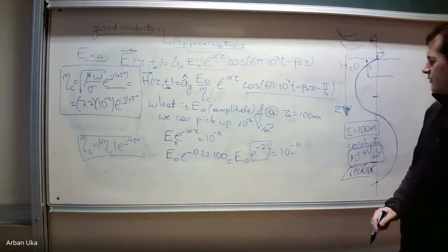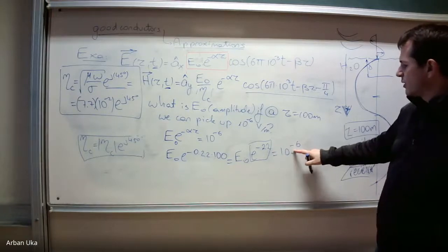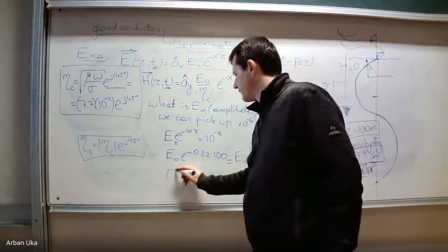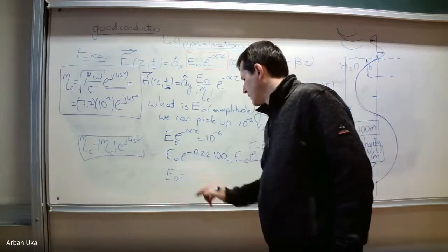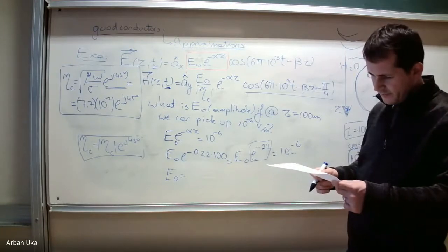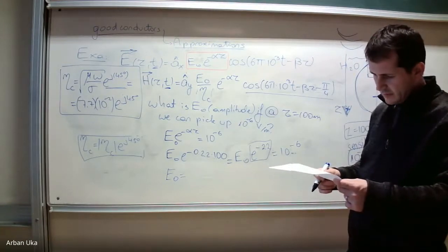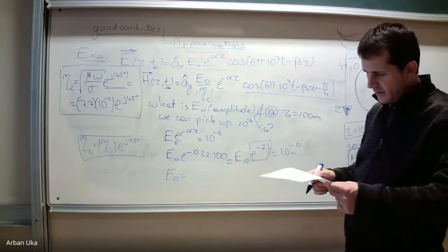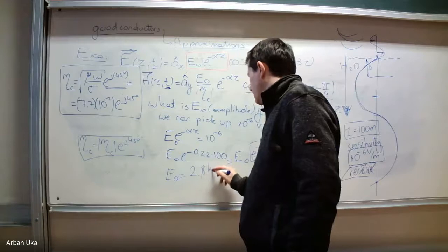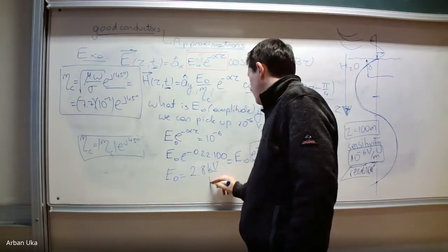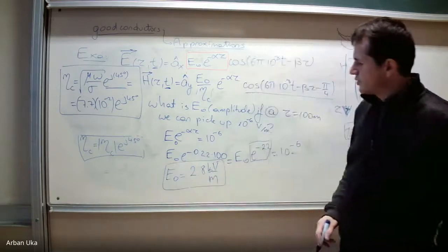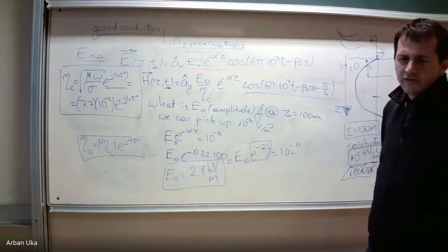10 to the power minus 6. And then if we divide this 10 to the power minus 6 by this value, we find that E0 is equal to, let me see, 2.8 kilovolt per meter. So this is a very large, a huge wave intensity, okay?